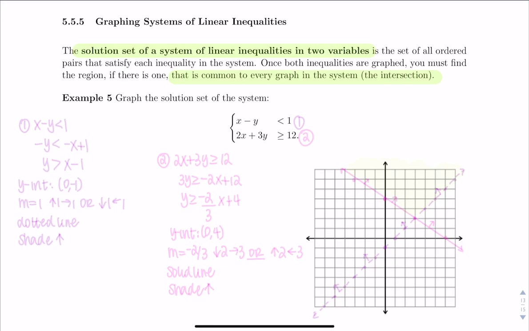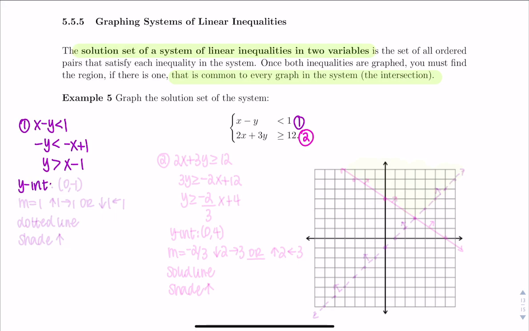So I'm still going to label my equation so I don't get confused. And I'm going to leave equation 1 in purple and equation 2 in pink so we can distinguish it on the graph. So x minus y is less than 1. Let's go ahead and solve this for y. Put it in slope-intercept form. That's negative y is less than negative x plus 1. And so dividing by negative 1, we have y is now greater than x minus 1.